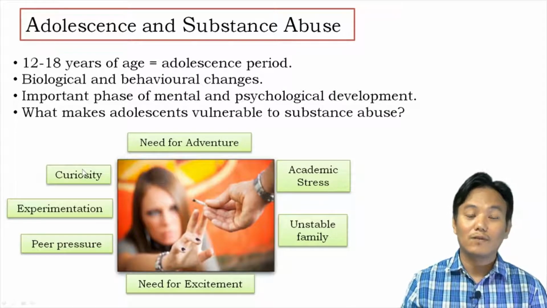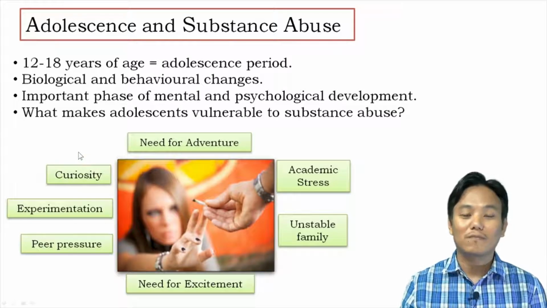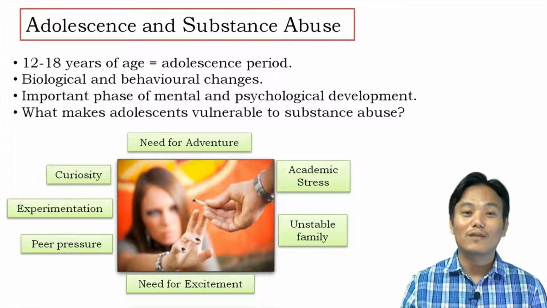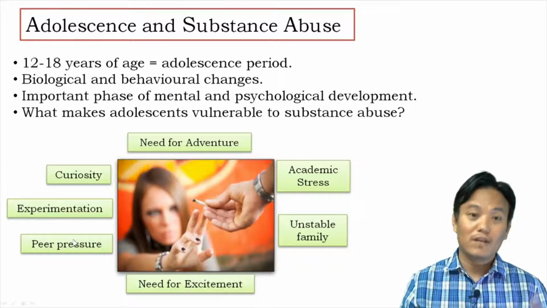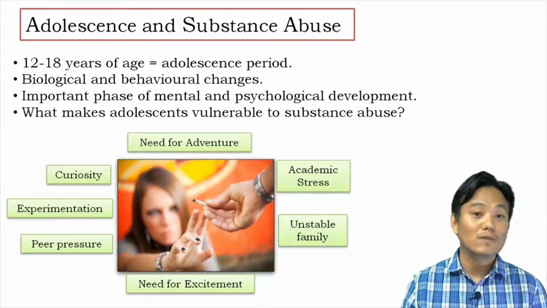For example, a teenager may say, let us try just one time. And then later on, they realize that they have become addicted to that particular substance. So curiosity. Now, apart from curiosity, there is also peer pressure. If a teenager gets into wrong company and his or her friends are into substance abuse, then that teenager is at risk of getting into substance abuse as well.